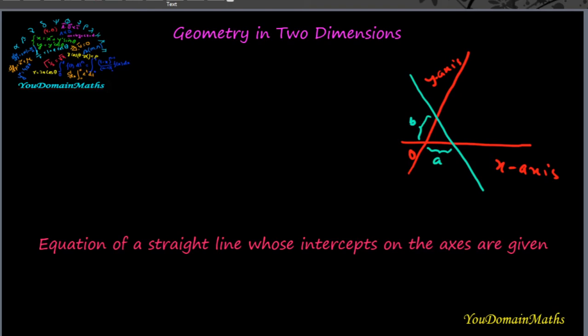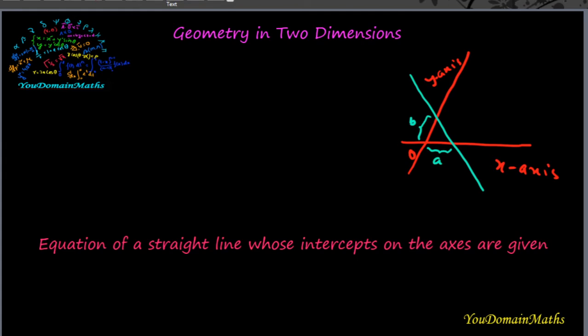Hello viewers, we will find the equation of a straight line whose intercepts on the axis are given. Here the x-axis and y-axis meet at O, and between the axes is angle omega. Here A is the intercepting part from the x-axis and B is the intercepting part from the y-axis.